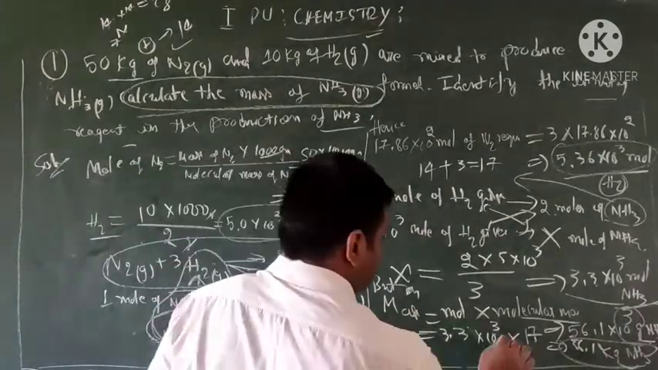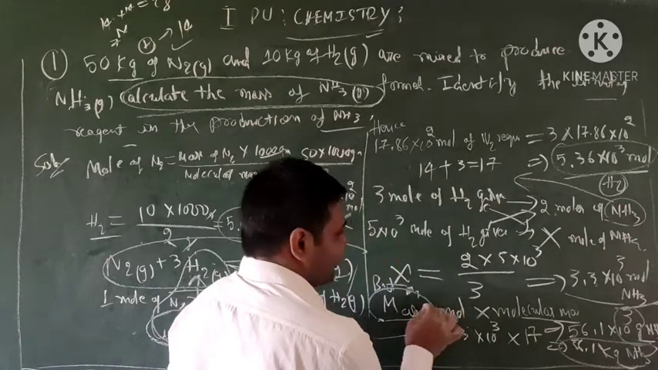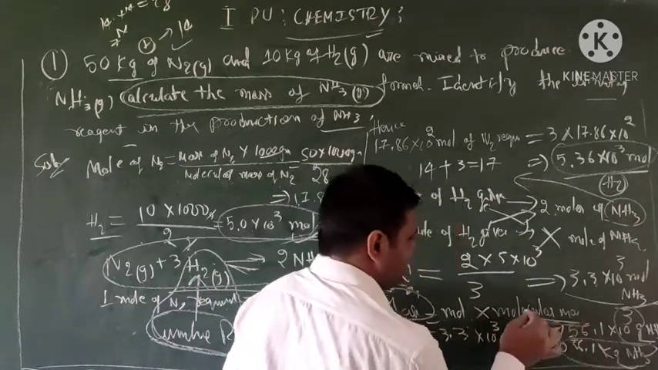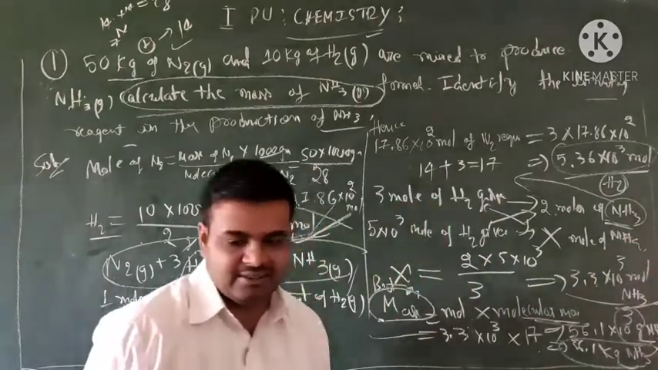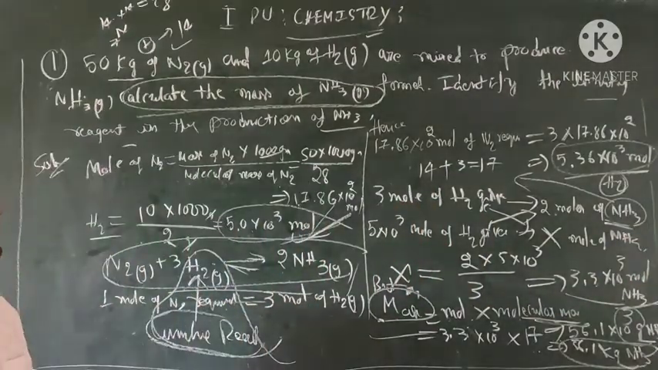They can calculate this molar mass. The mass value they can get as mole into molecular mass. The molecular mass of ammonia is 17. Okay, this is about limiting reagents.